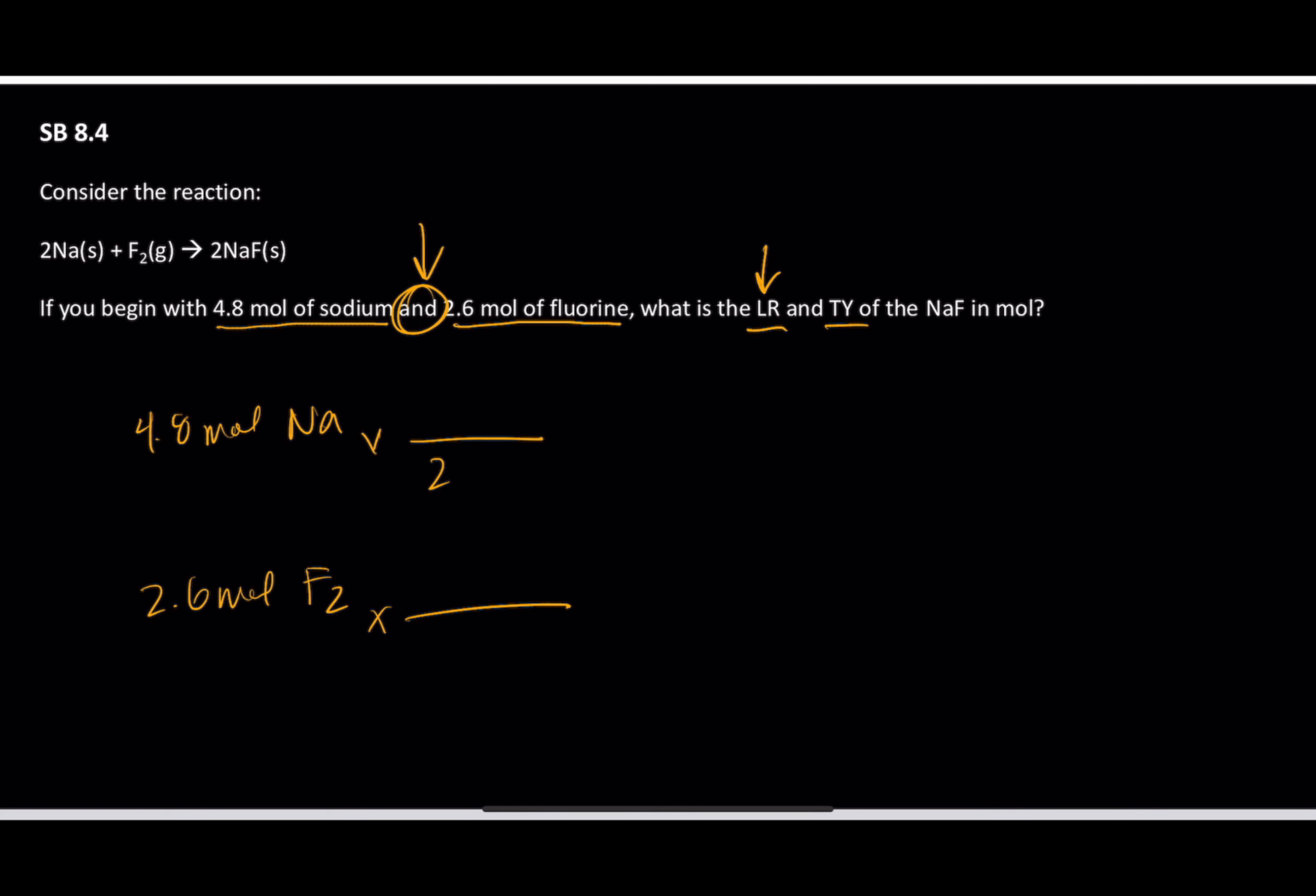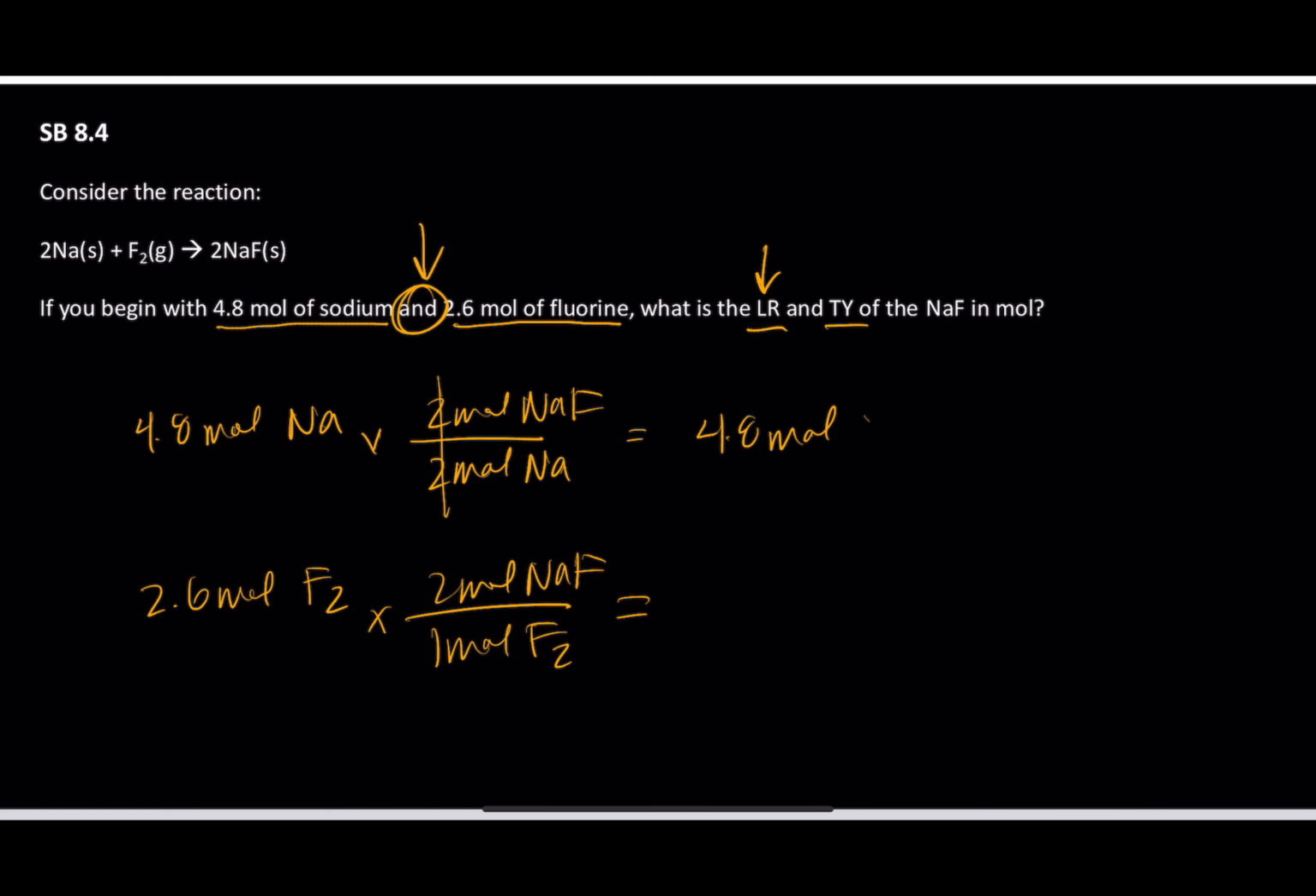So I'm going to get my mole ratio, which says that for every 2 moles of sodium, I could produce 2 moles of sodium fluoride. I'm also going to get the relationship that says for every 1 mole of fluorine, I could produce 2 moles of sodium fluoride. And thankfully this math is easy, right? So this one says I could produce 4.8 moles of sodium fluoride. This one says I could produce 5.2 moles of sodium fluoride. So again, with words, 4.8 moles of sodium could produce 4.8 moles of sodium fluoride. 2.6 moles of fluorine could produce 5.2 moles of sodium fluoride.